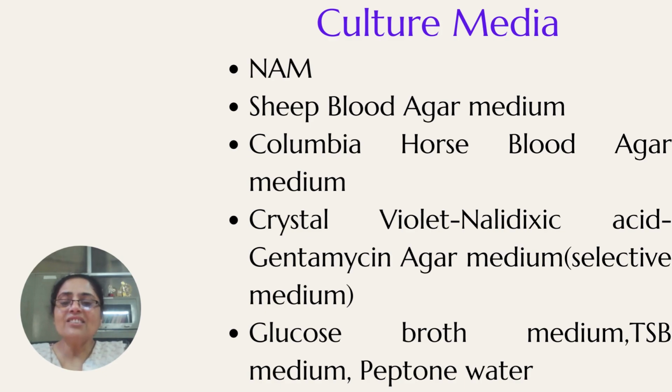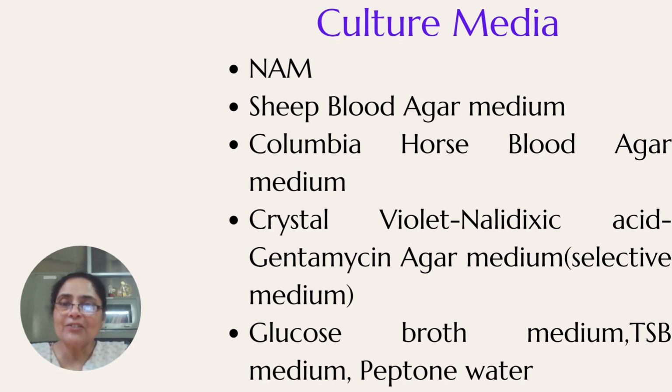What are the media it can grow on? Because media is plural and medium is singular. So it can grow on nutrient agar medium, it can grow on sheep blood agar medium, it can grow on Columbia horse blood agar medium, it can grow on crystal violet nalidixic acid, that is gentamicin agar media, and this is the selective medium for it.